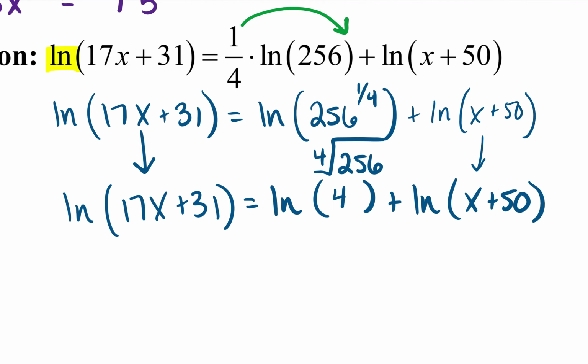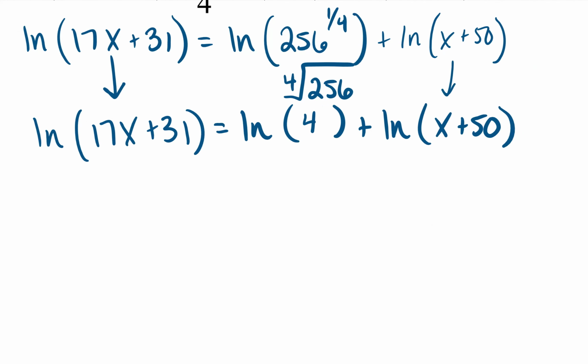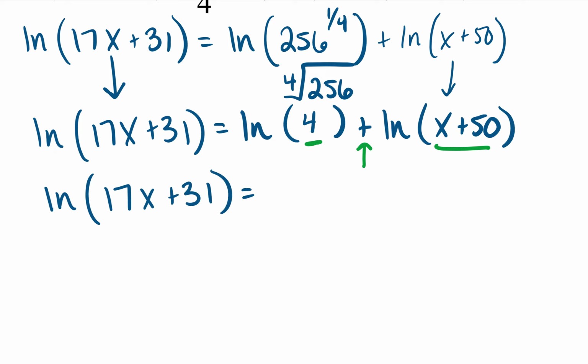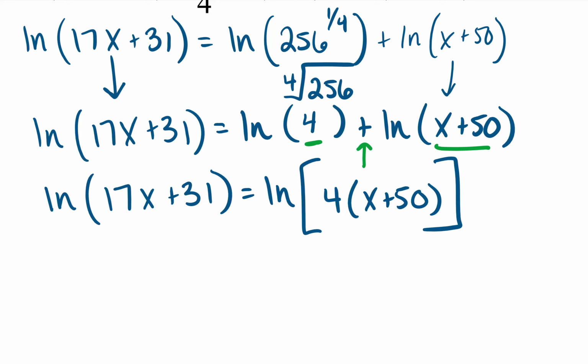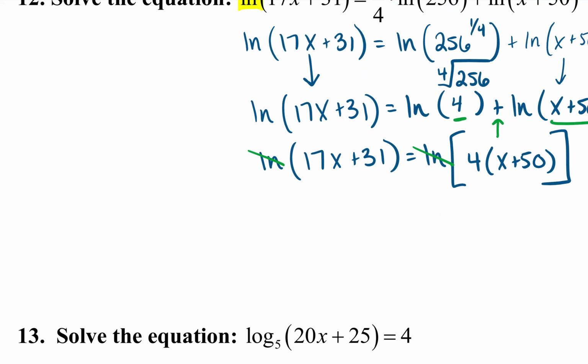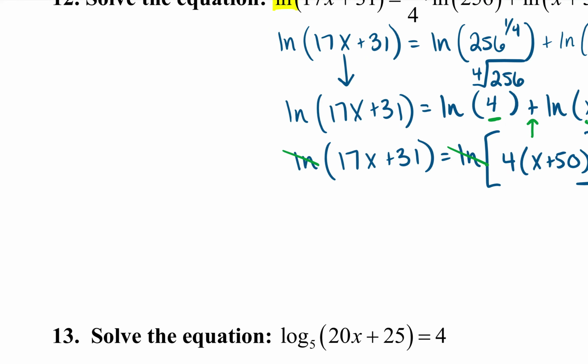Now I've got to condense these logs on the right because I have 2 and I only want 1. Because I'm adding, I multiply 4 times x plus 50. So the left side did not change, equals natural log of 4 times x plus 50. Now that I have 1 log on each side, I get rid of those, and then I can solve for x. So I have 17x plus 31 equals 4 times x plus 50.